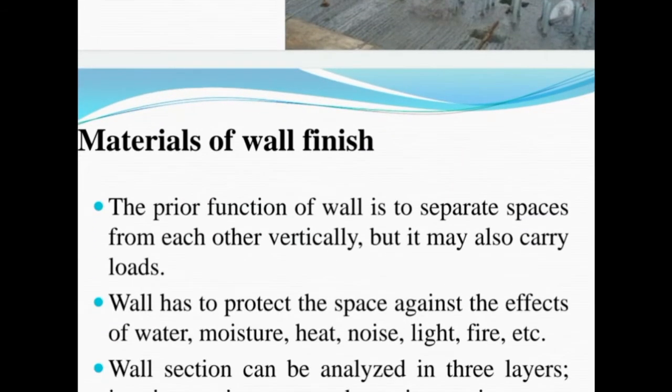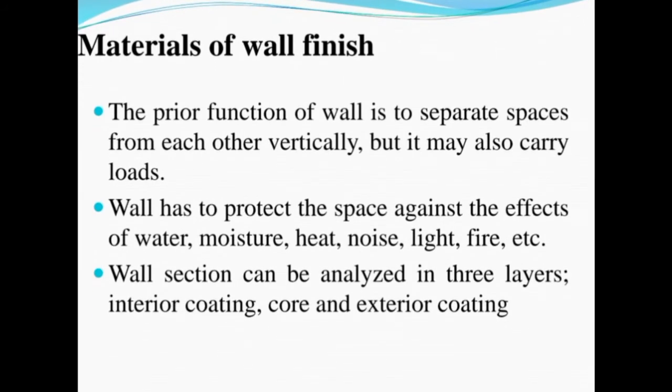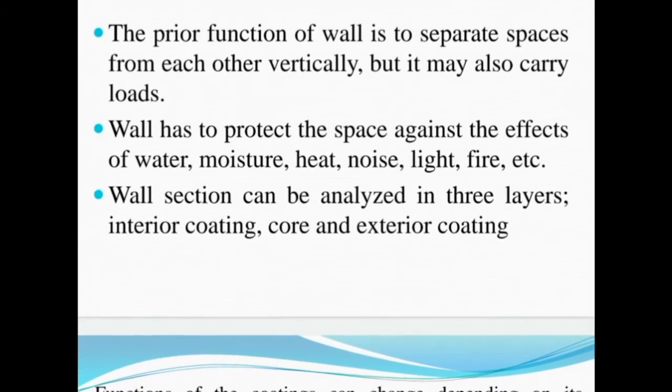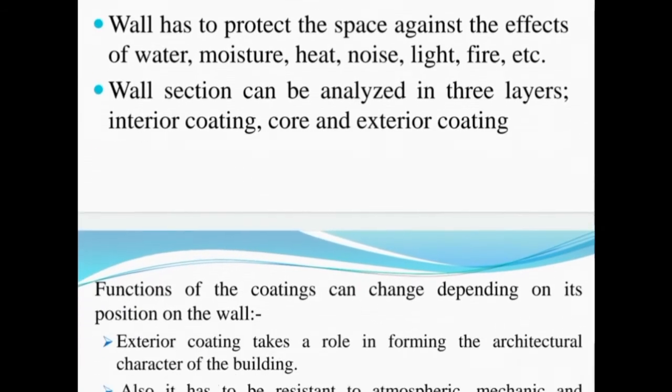And now we are going to see about the materials of wall finish. From the name itself we can know the materials that are used for the finishing of the wall to get a good and pleasing appearance in the construction. So these are the functions of the walls: to separate the spaces from each other vertically, but it may also carry some load, and it should protect against the effects of moisture, water, heat, noise, light, fire, etc. And it can be analyzed in three layers, that is interior coating, core, and the exterior coating.